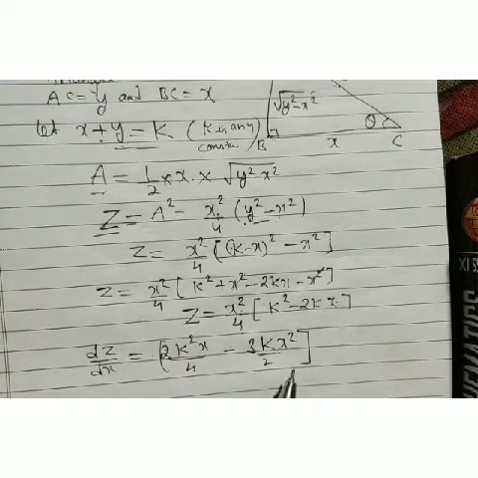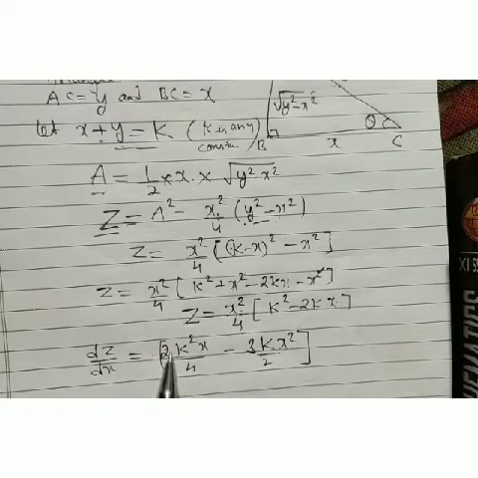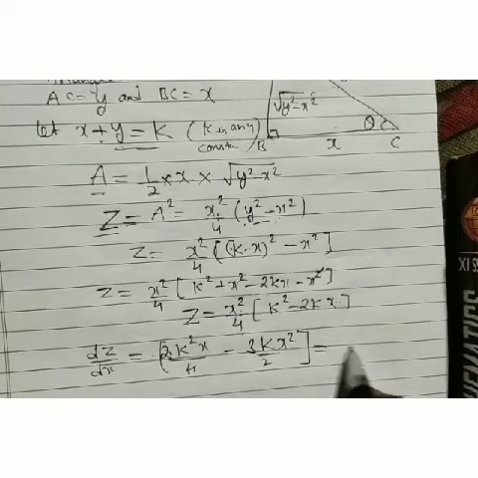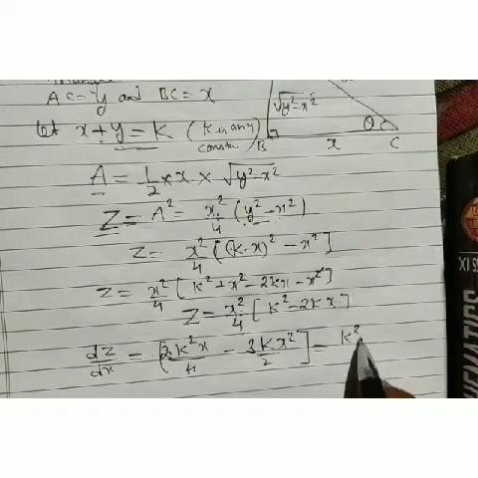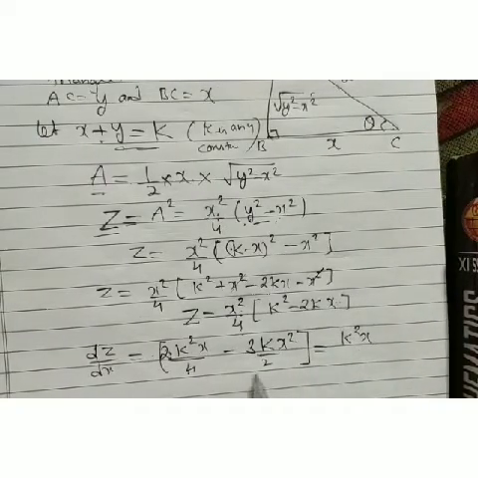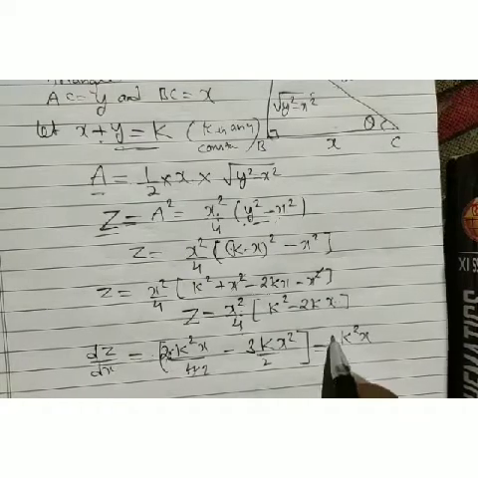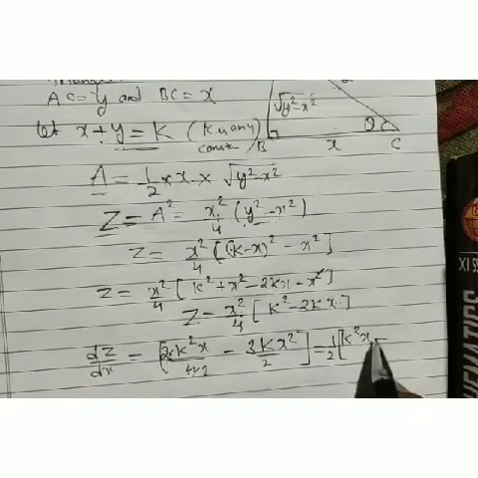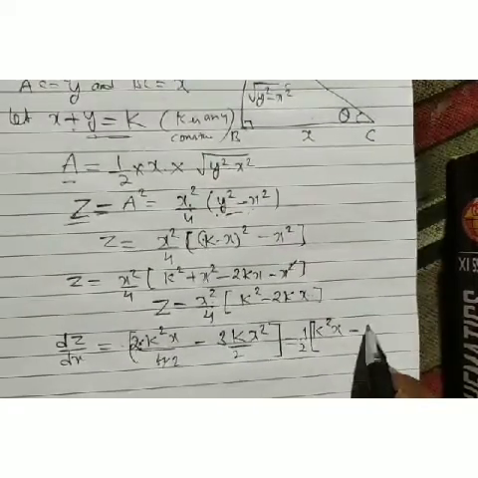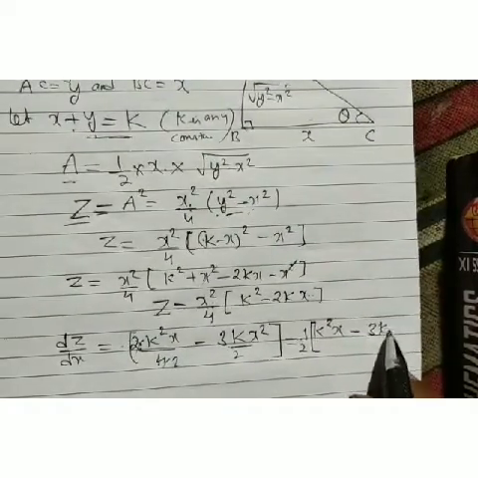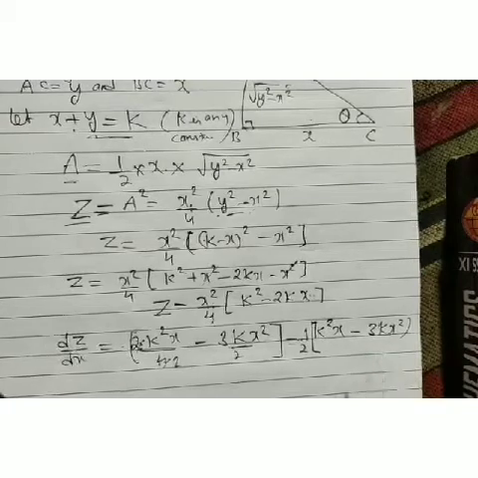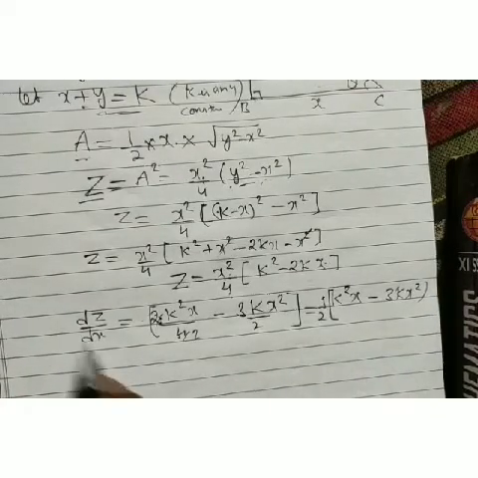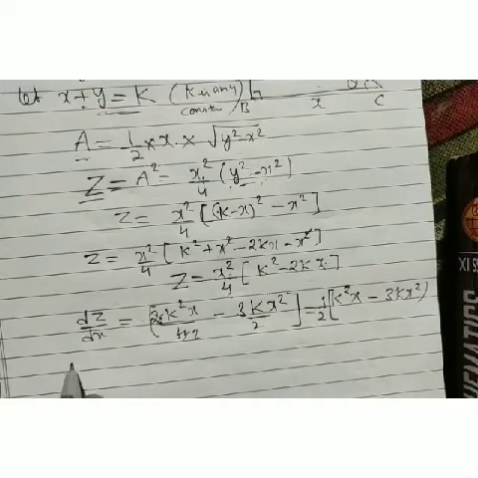Then both are cancelled to each other. After solving, we get, taking 1 by 2 common, 1 by 2 of k square x minus 3k x square. Now we have the value of dz by dx.